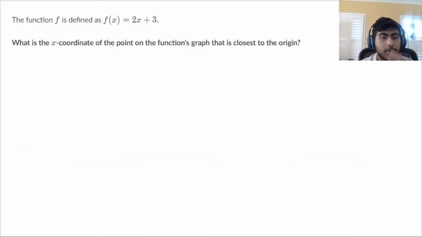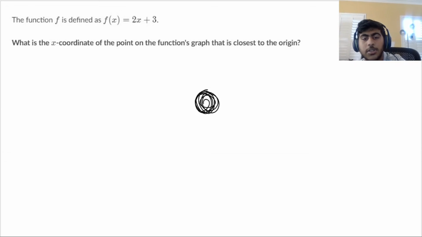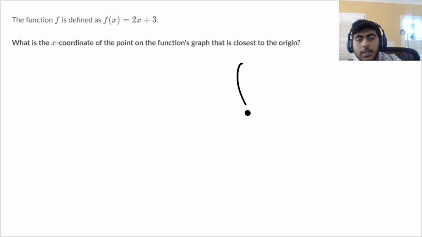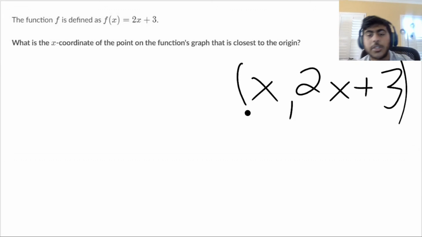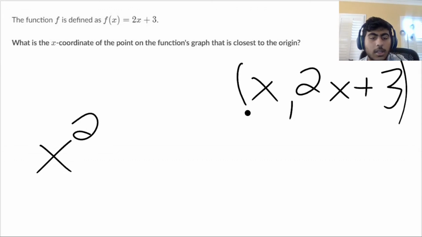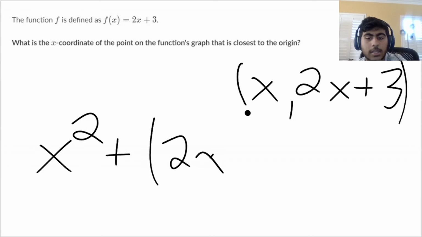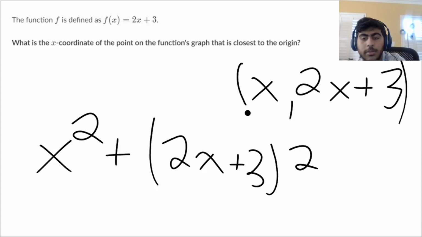But let's move on. Function f is defined as f of x equals 2x plus 3. We're trying to find the x-coordinate of the point on the function's graph that is closest to the origin. Well, a point on this line is essentially just going to be x, 2x plus 3, which means that the distance is going to be x squared plus 2x plus 3 squared. I'm not sure of that.